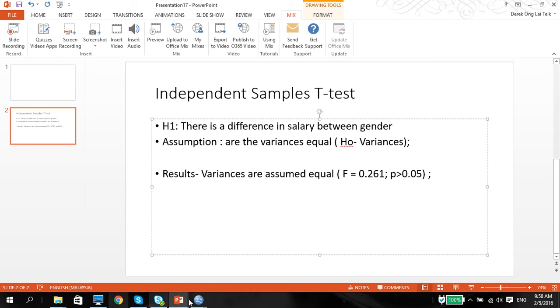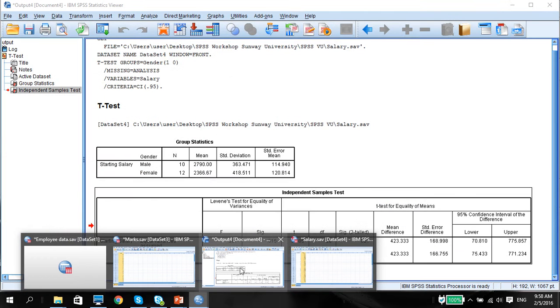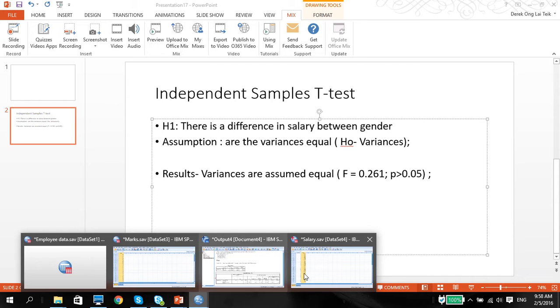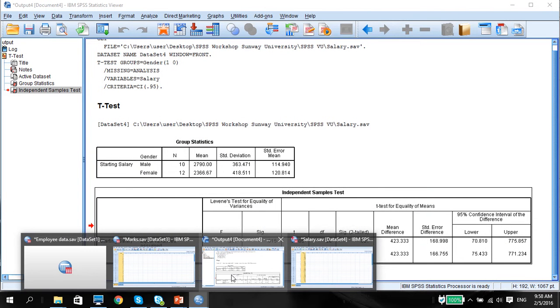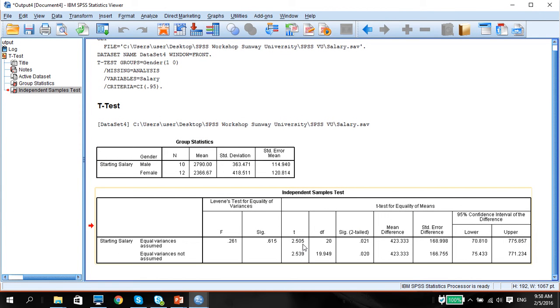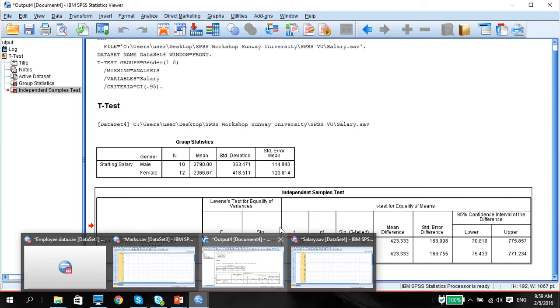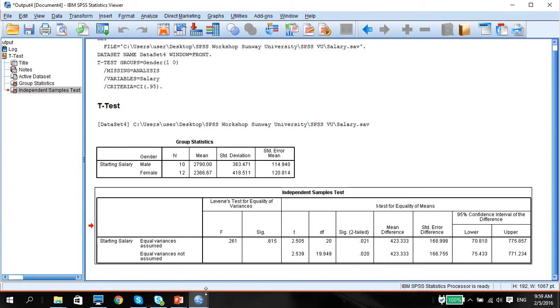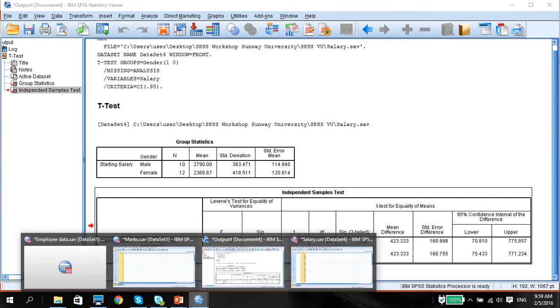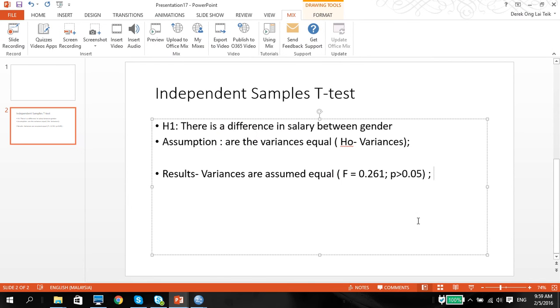Since we do not reject the null hypothesis of equality of variances as one of the assumptions, we look at the top t and not the bottom t, because for the top t the degree of freedom is a little bit easier. It's actually n1 plus n2 minus 2. So we look at the t down here, degree of freedom 20, so t is 2.505.